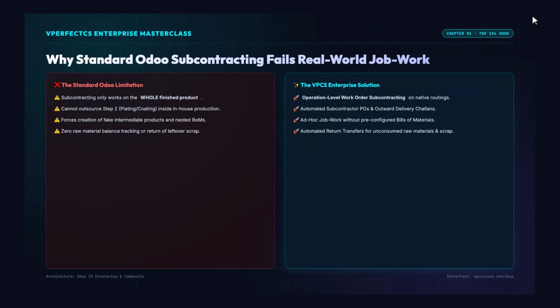Why do enterprise manufacturers struggle with standard Odoo subcontracting? There are four major functional gaps. First, no intermediate operation level subcontracting. You cannot outsource step 2 while keeping step 1 and step 3 in-house. Second, mandatory predefined BoMs. Standard Odoo strictly crashes or blocks execution if an ad hoc subcontracted job does not have a master BoM. Third, zero raw material balance tracking. Standard Odoo assumes 100% of raw materials are consumed with no automated return transfer for leftover sheets or scrap. And fourth, lack of dynamic variant attribute configuration on subcontracted components.